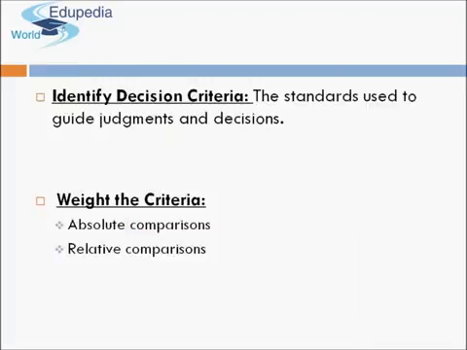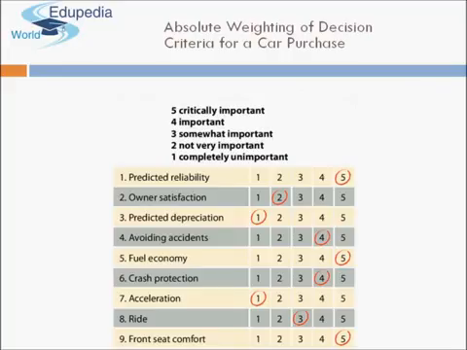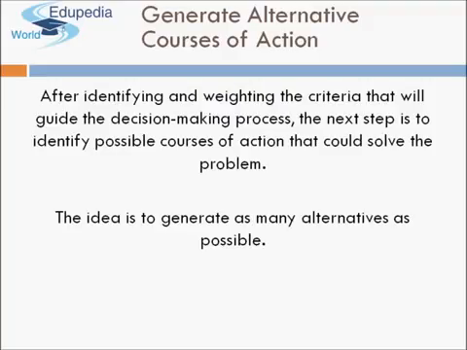So what were we studying? Third point, which is weighing the criteria. So far what we've done is defining the problem, identifying decision criteria, and weighing the criteria. Once this is done, then you will generate alternative courses of action, which is, after identifying and weighing the criteria that will guide the decision making process, the next step is to identify possible courses of action that could solve the problem. The idea is to generate as many alternatives as possible.